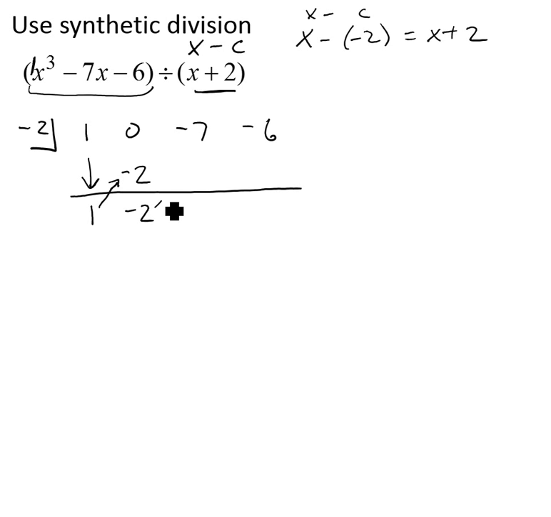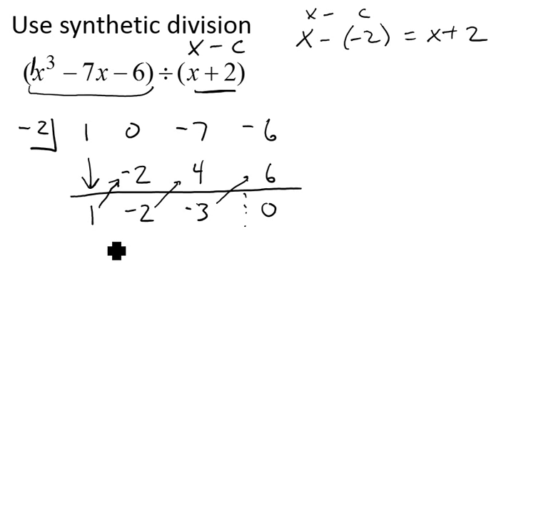We take that and multiply it by the number in the box. So negative 2 times negative 2 is positive 4. Then add down the column. Negative 7 plus 4 is negative 3. And negative 3 times negative 2 is positive 6. Then add down the column, and that's 0. Now that last entry is always going to be the remainder.